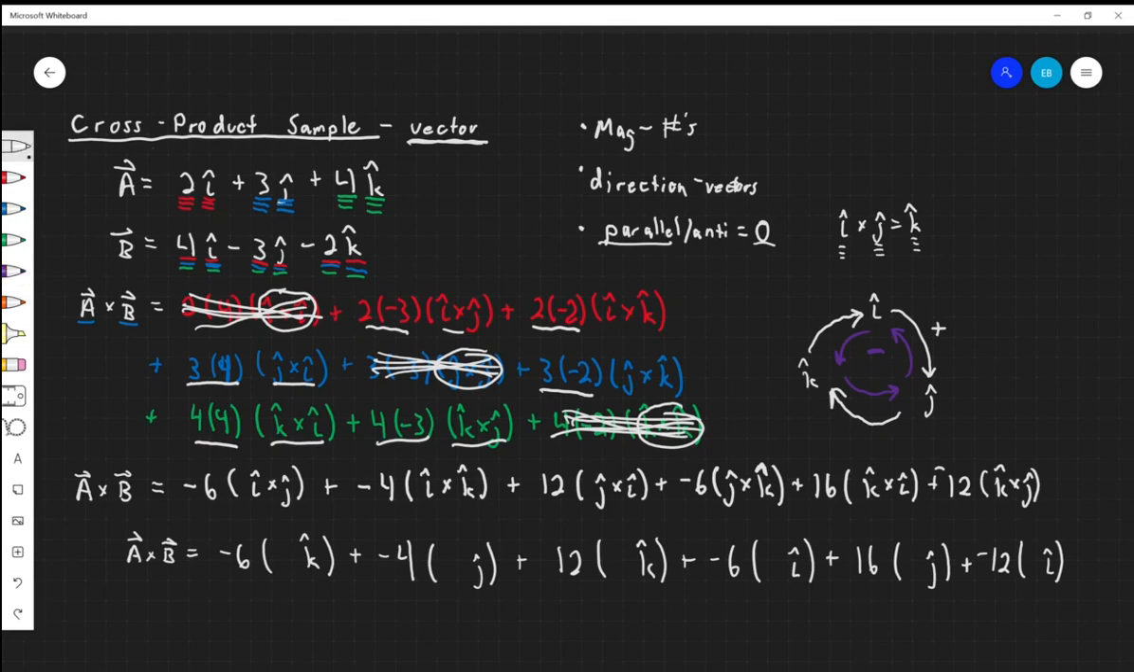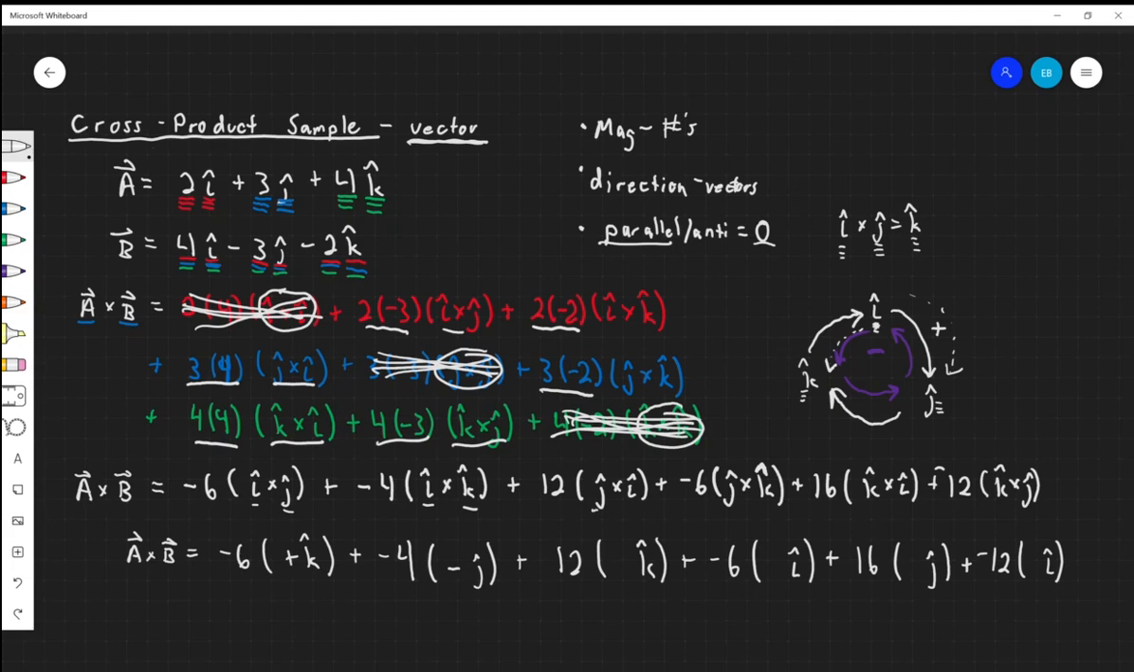So let's see what this looks like. I have i cross j. So I start at i, and I want to go to j. To go i to j, I follow this circle clockwise. So because I'm following that clockwise, that's got to be a positive k. I can look at the next one. I have i cross k. So if I want to go from i to k, the only way I can go is to follow this kind of purple line. I have to go counterclockwise. Because I'm going counterclockwise, that's going to be a negative.